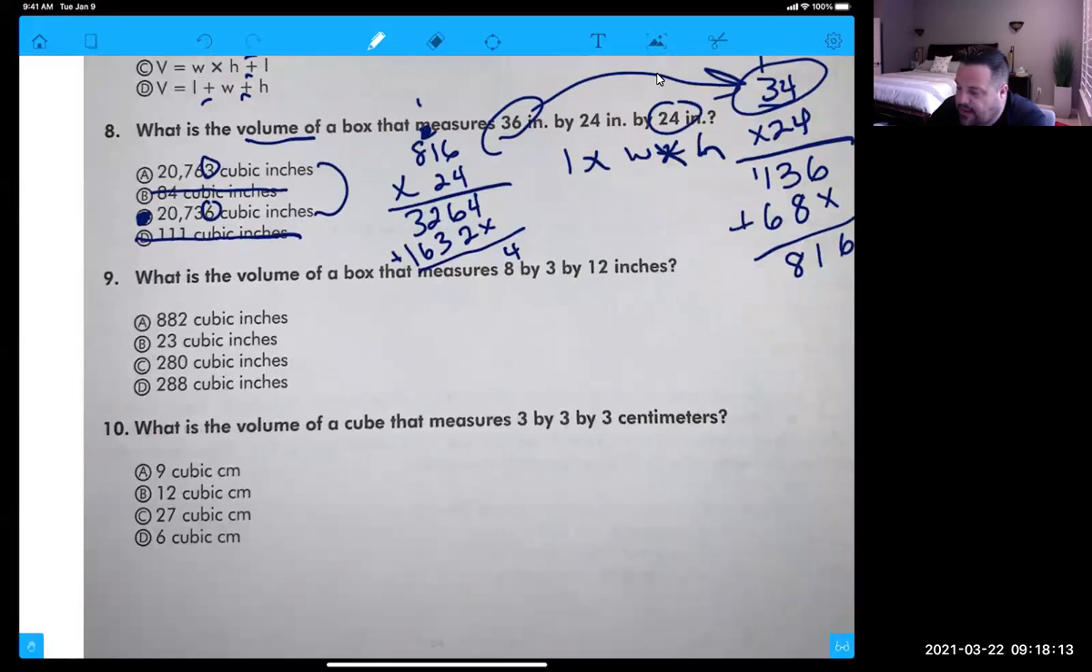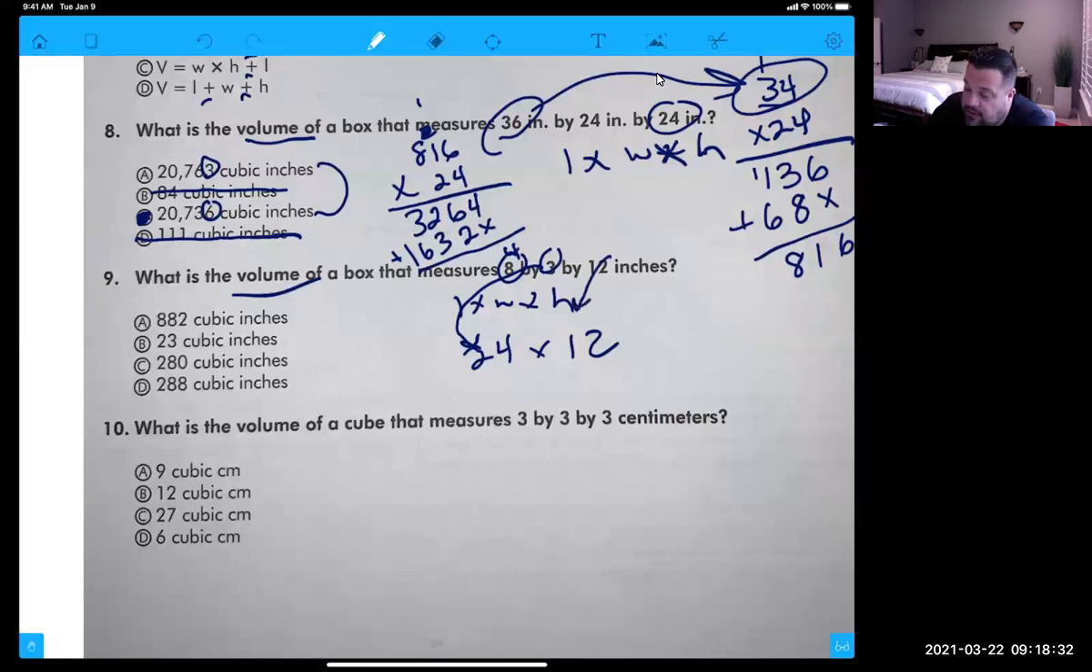Number 9 is the same thing, right? You're just finding length times width times height because it wants you to find the volume again. Well, 8 times 3 is 24, and 24 times 12. You would then have this 8 times this 3 is this 24 times this 12.